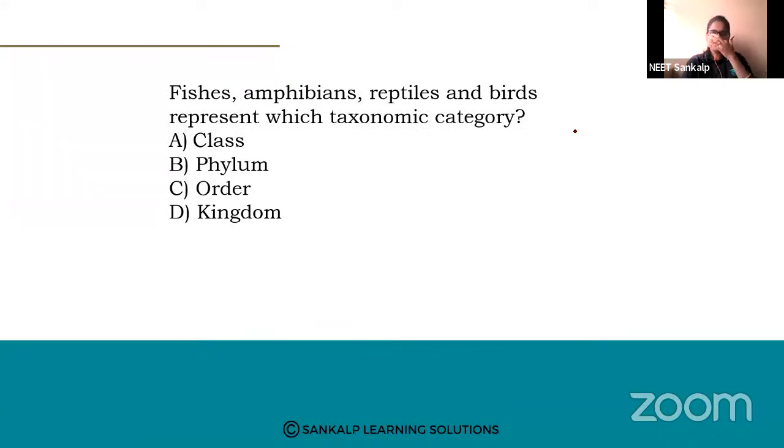Fishes, amphibians, reptiles, and birds represent which taxonomic category? Kingdom, phylum or division, class, order, family. So fishes, amphibians, reptiles and birds represent which category? Option A class, option B phylum, option C order, option D kingdom.